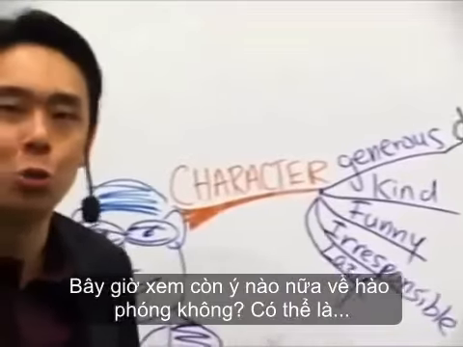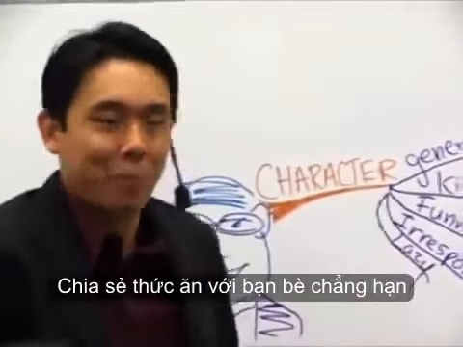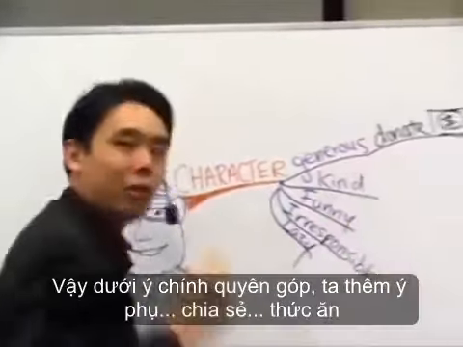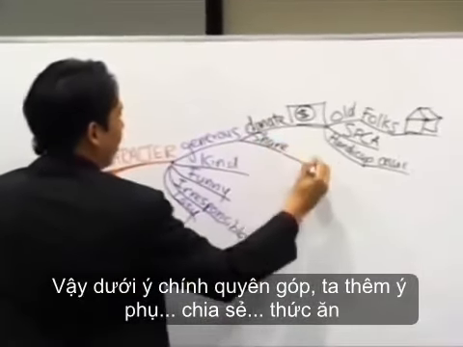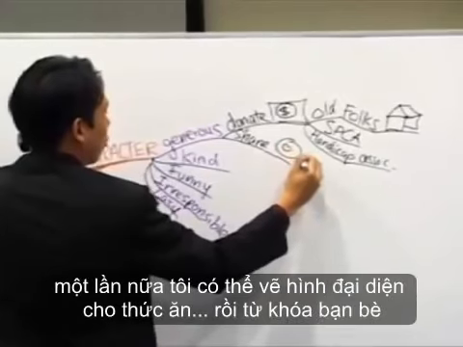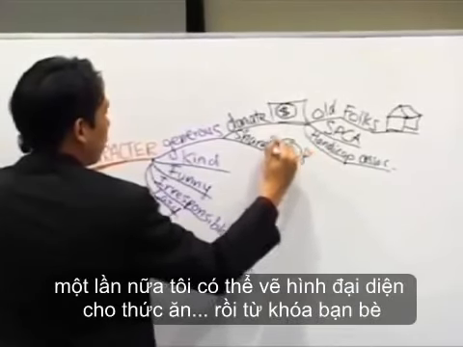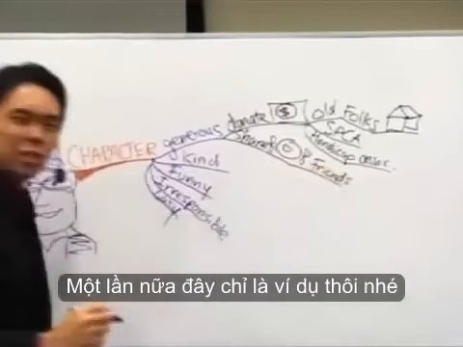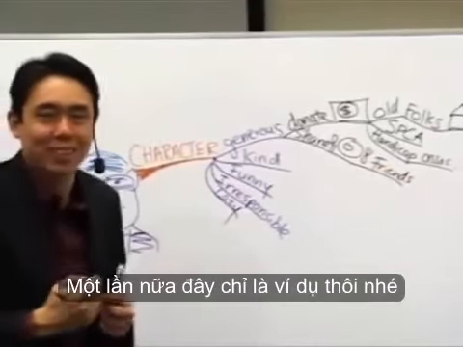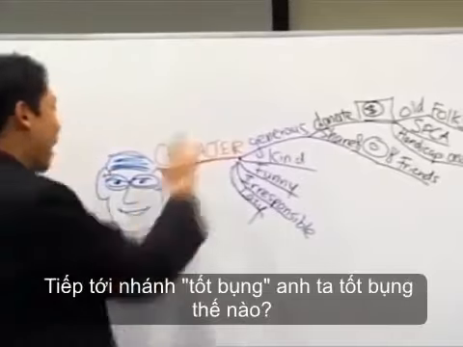Now, let's look at why else is he generous? Maybe he likes to share his food with his friends, for example. Okay, so under generous, you can put on the next main point, which is share food. Again, I could draw something to represent food. Friends. Again, it's a strange way of being generous, but I'm just giving an example here, right? Some crazy examples.